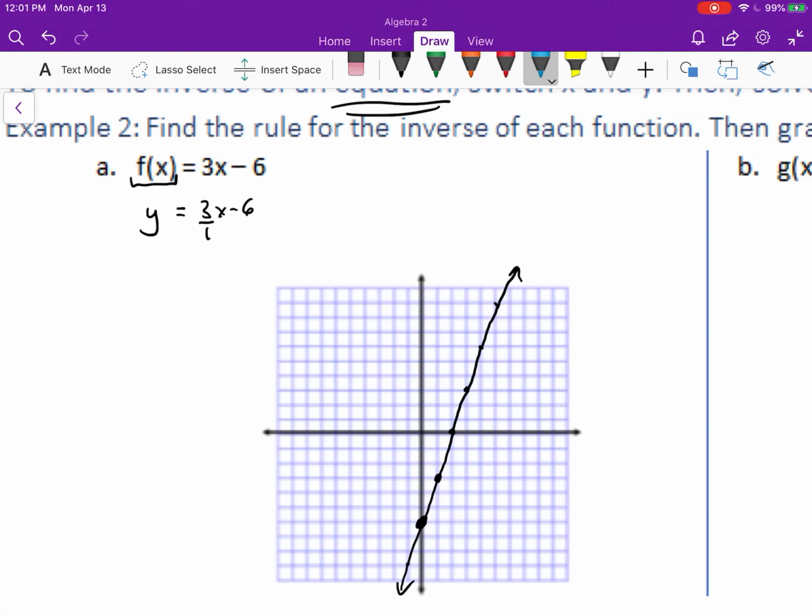Now we want to find the inverse. Well, the inverse is going to be, we switch x and y. So we'll have x equals 3y minus 6. This is not in the form of a line that we want, so we're going to go ahead and solve for y. So we could add 6 to both sides.